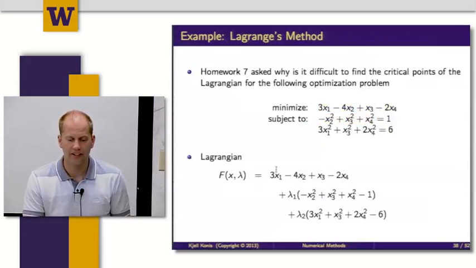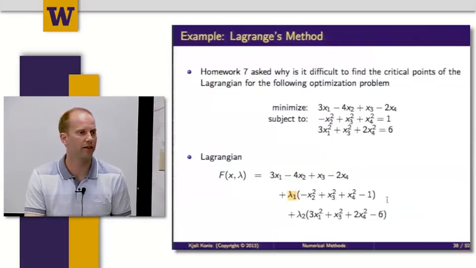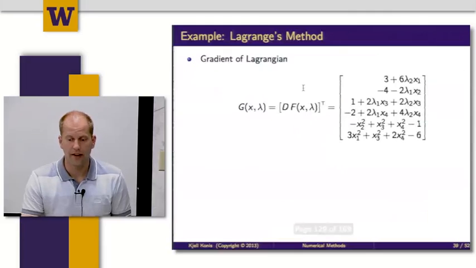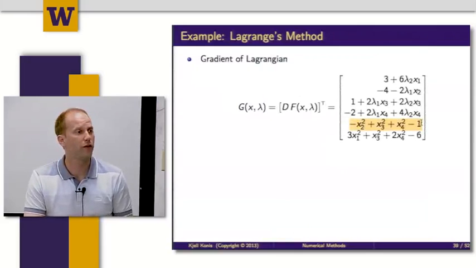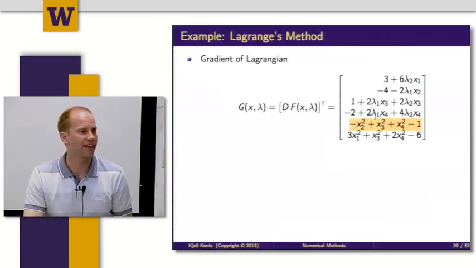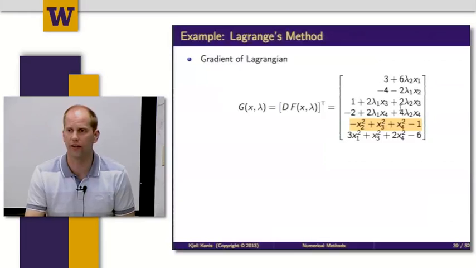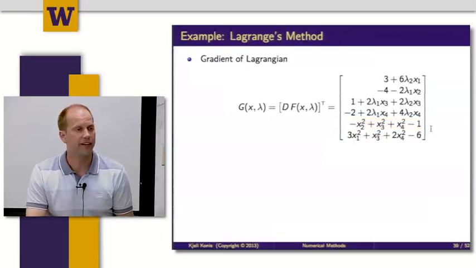So when I make the Lagrangian, I end up with this lambda 1 times something with quadratic terms in it, and lambda 2 times something with quadratic terms in it. And so when I take the gradient of the Lagrangian, these last two elements of this vector, which correspond to the constraints that I put into the Lagrangian, now have quadratic terms in them. So I can't write this as a linear system to solve like I could when I was trying to do the minimum variance portfolio. And so now I need to do this numerically.